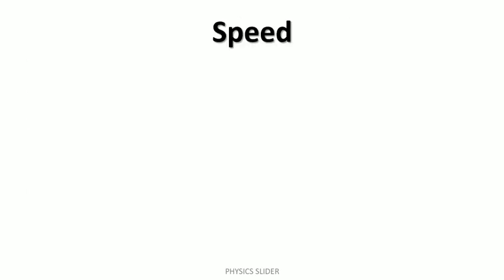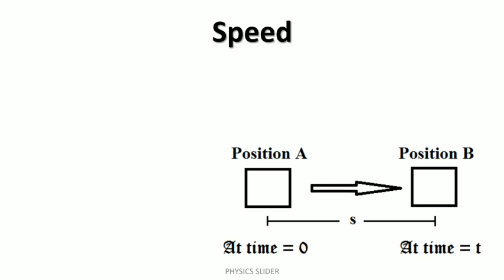Now let's talk about the speed. Okay, watch here. Here an object is at position A and at the time 0. At time t, it comes to the position B. It means within time t, it moves from position A to the position B. And while moving from A to B, it travels a distance s. So with respect to time, it is traveling a distance s.